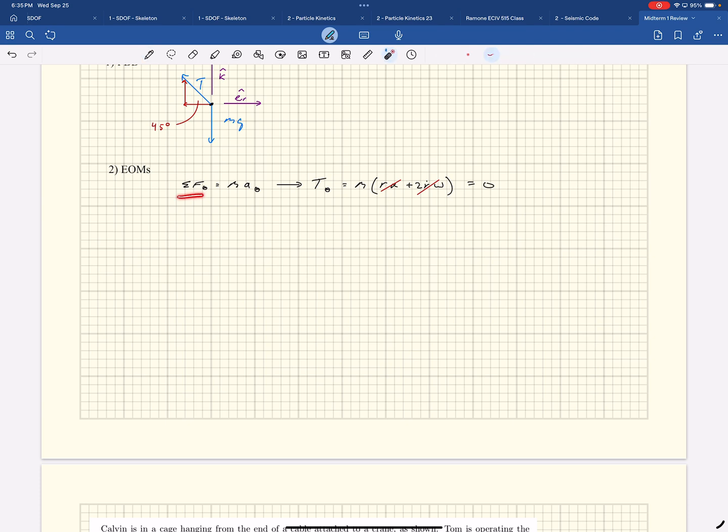I write out what all my forces are in that direction, and then I set it equal to mass times acceleration in that direction. In that coordinate system, the acceleration in that direction is R alpha plus 2 R dot omega. Both of those are 0. All of it's 0.